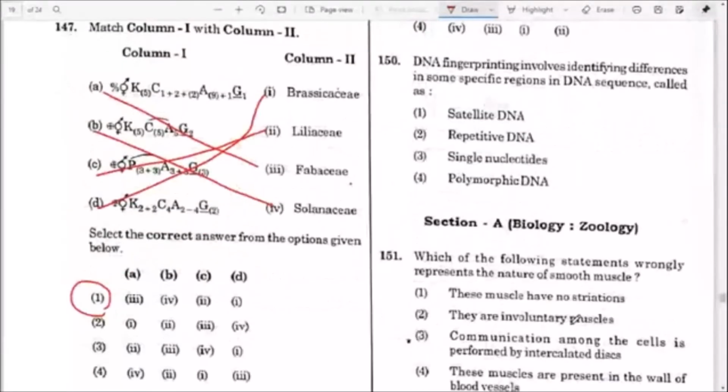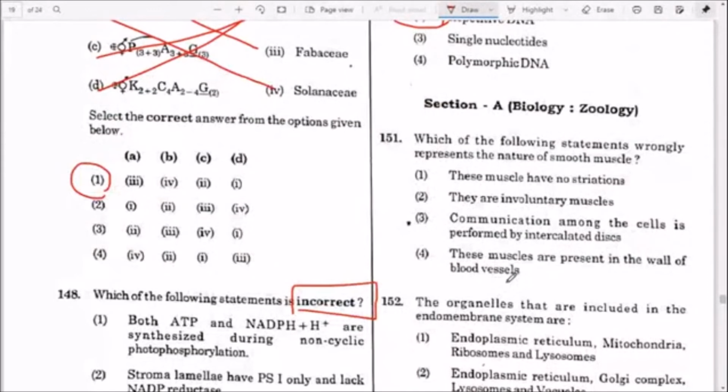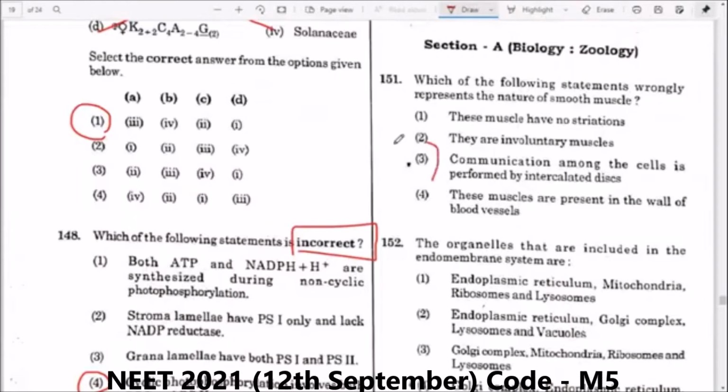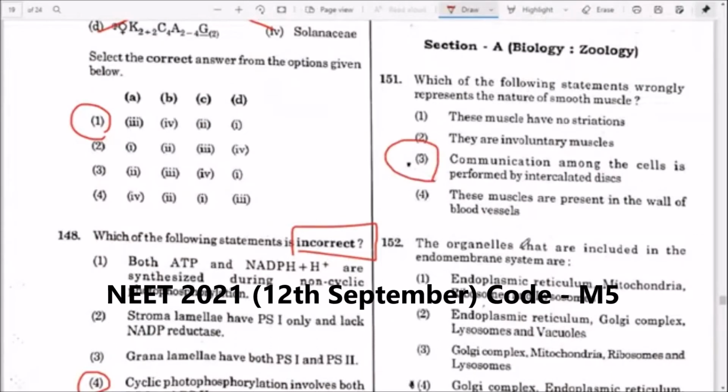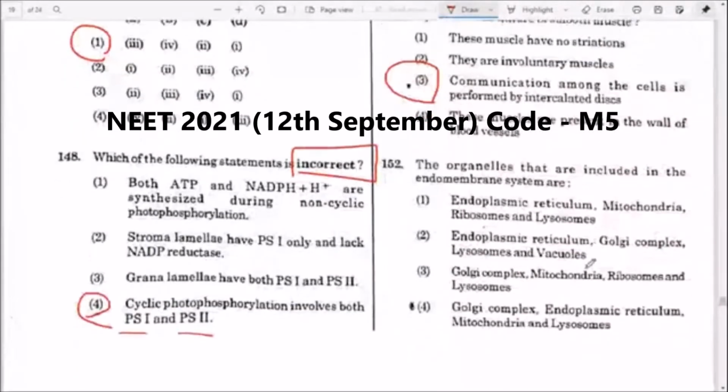Next, question number 150. DNA fingerprinting involves identifying differences in some specific regions in the DNA sequence called what? It is repetitive DNA. Option number 2 is the correct option, students. Next, section A, biology, zoology. Which of the following statements wrongly represents the nature of smooth muscle? Communication among the cells is performed by intercalated discs. Option number 3 is the correct option, students.